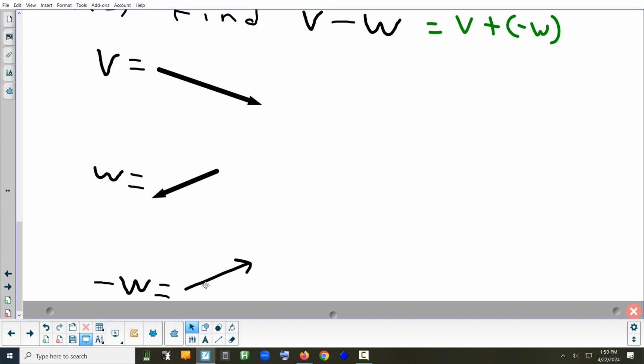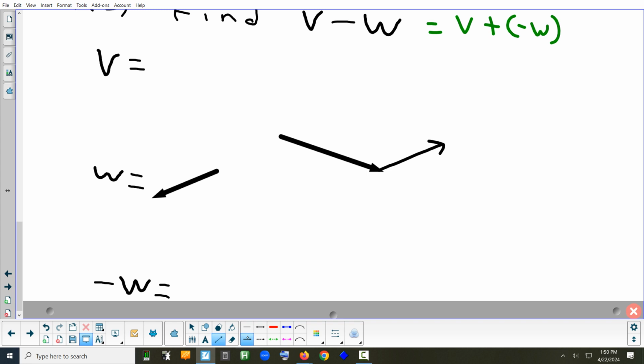So now, to do v minus w, think of it as v, and then add negative w. And then draw your diagonal. That's how you do v minus w. So about like that. So subtraction isn't really any more complicated than addition. Just remember to flip the second one before you add it. Any questions on that?